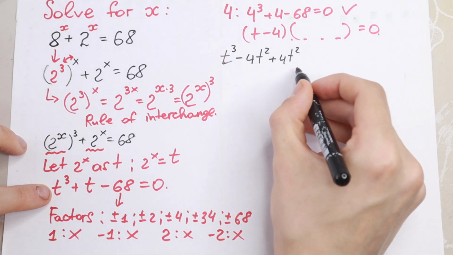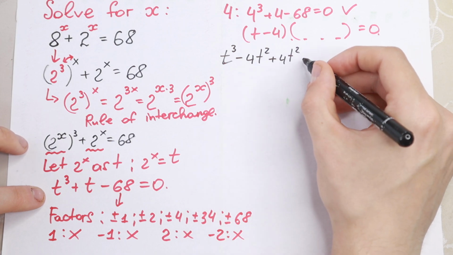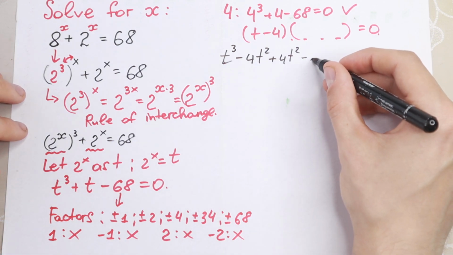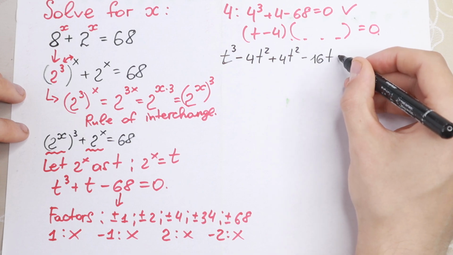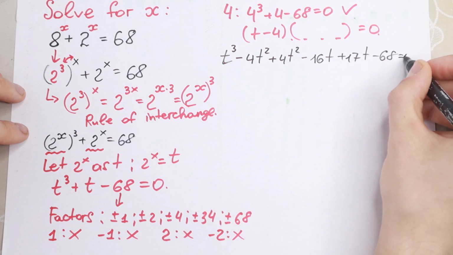Right here we can cancel it, but right here we can factor out t minus 4. Moreover, right here we have t, but we need to factor out t minus 4. So I write 16t plus 17t and minus 68 equal to 0.